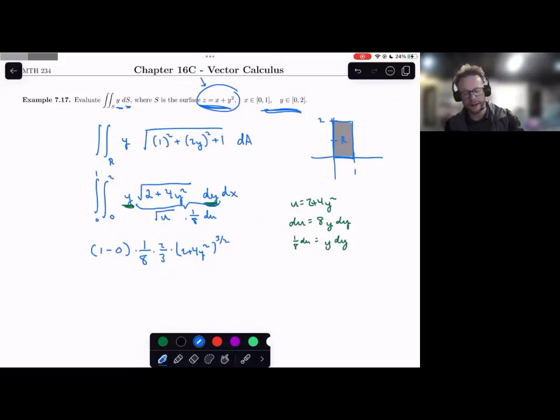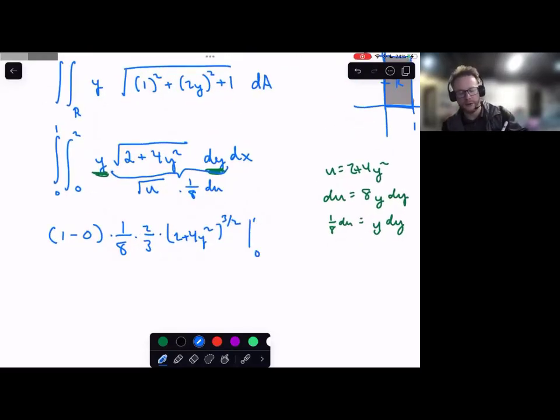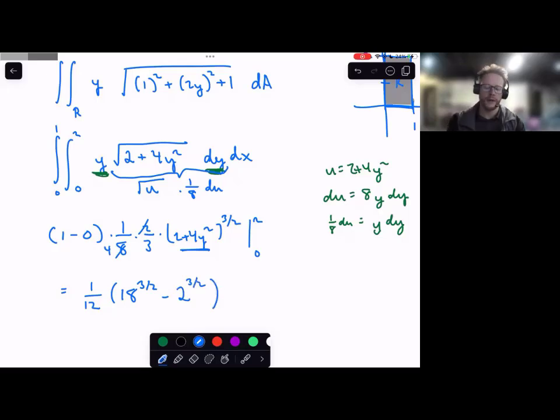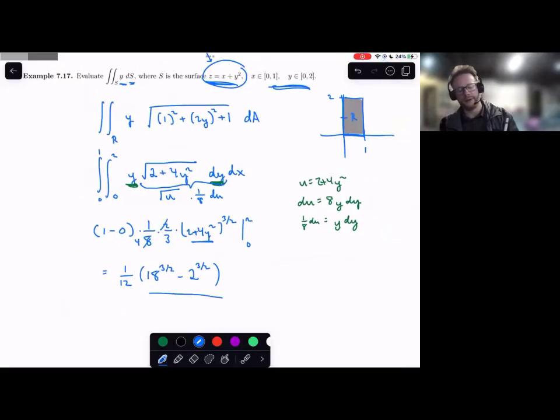All right, finally, I need to evaluate that integral from 0 to 2. And so let's see, there's going to be a little bit of cancellation here. I'm going to have 1/12. And then when I plug in 2, everywhere I see a y, I'm going to have 4 times 4, that would be 16, plus another 2, that's going to be 18 to the 3/2. And when I plug in 0, I don't get out 0, right? I get 2 raised to the 3/2. And so that right there would be my final answer.